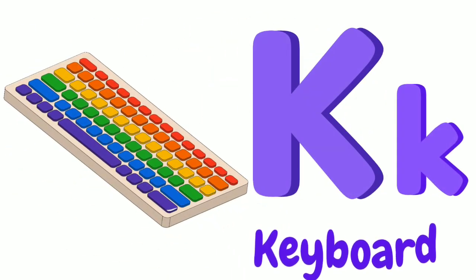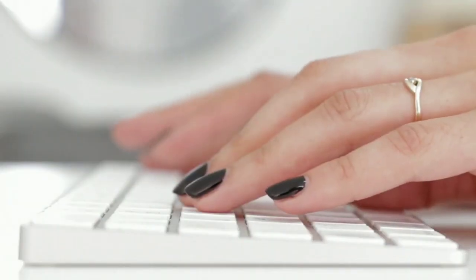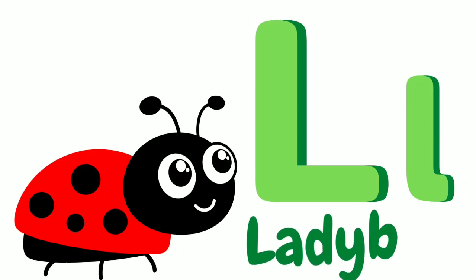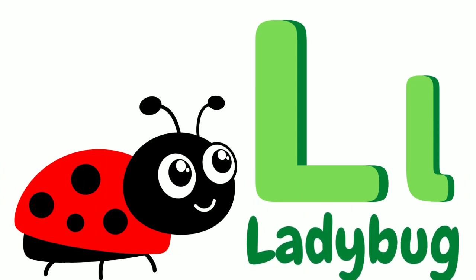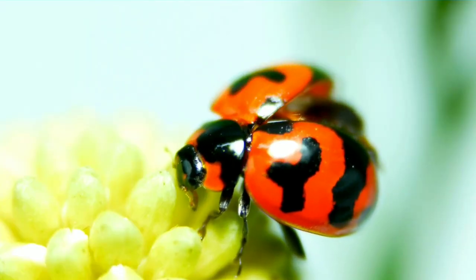K is for keyboard, keyboard, keyboard. This is a keyboard. L is for ladybug, ladybug, ladybug. This is a ladybug.